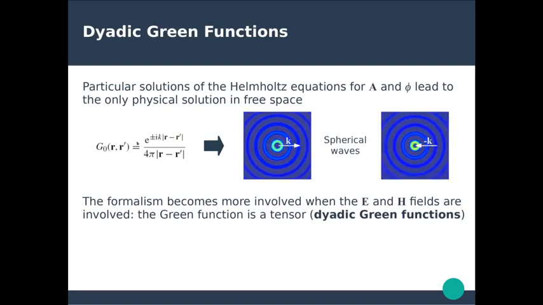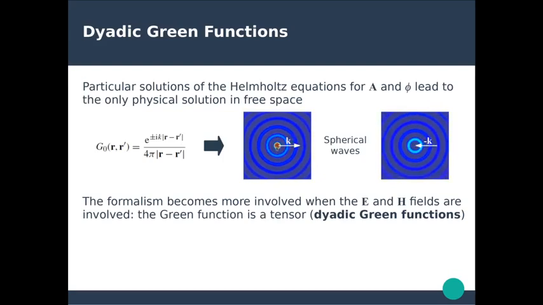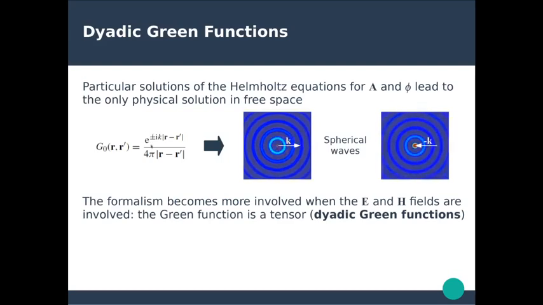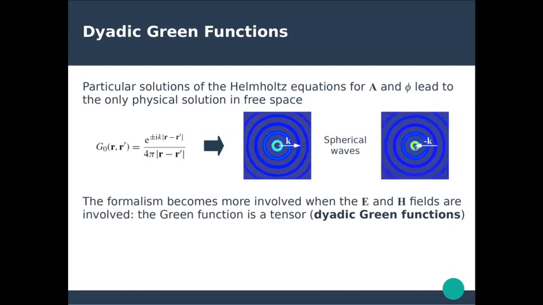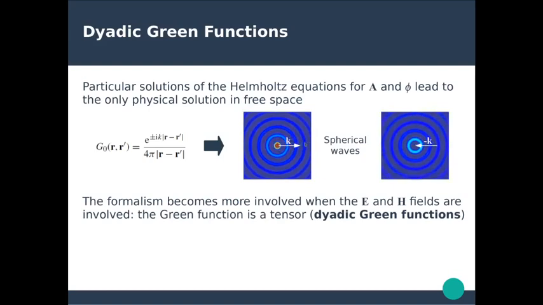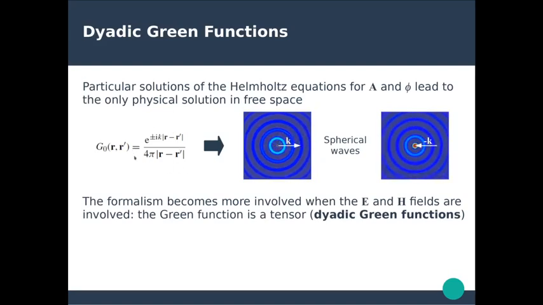These are the fields emanating from these solutions. The positive exponential gives you an outgoing spherical wave emanating from this point dipole, and the negative ikr is converging, an incoming spherical wave on this particular location. So these are the two physical solutions: outgoing spherical waves and incoming spherical waves, which are physical solutions in free space of a point dipole.